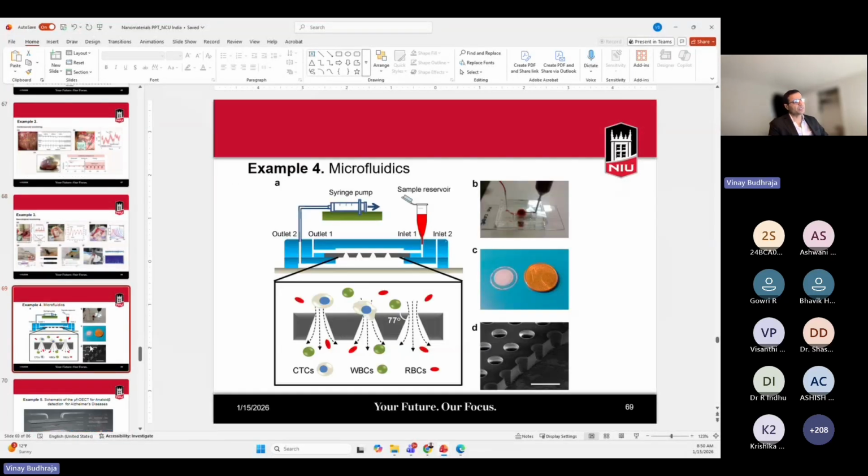Next example for the biosensing is the microfluidics, and this became very common. One thing you might have noticed during the COVID time, they take the blood sample, and within a few minutes you can tell whether you are affected or not. That's possible with the help of the microfluidic interaction.